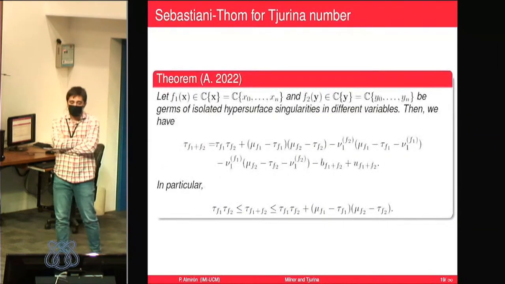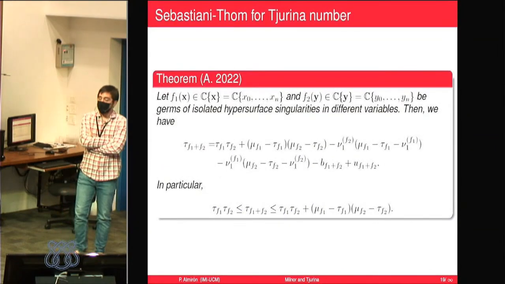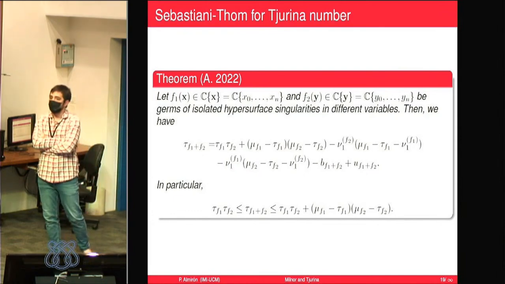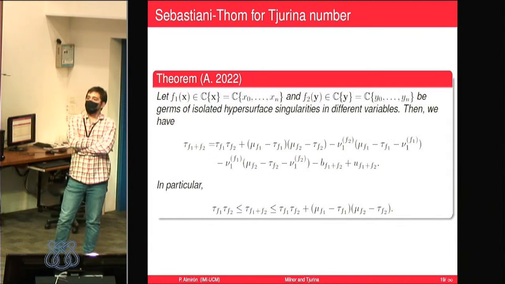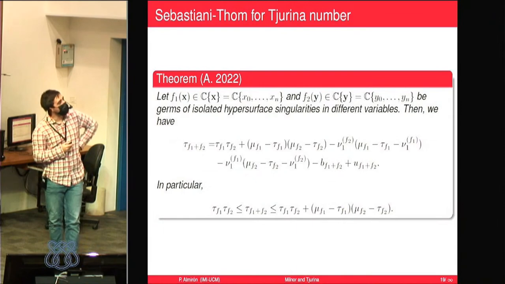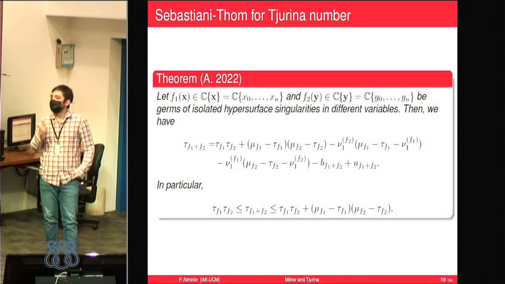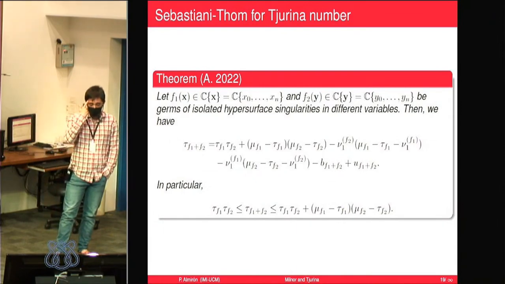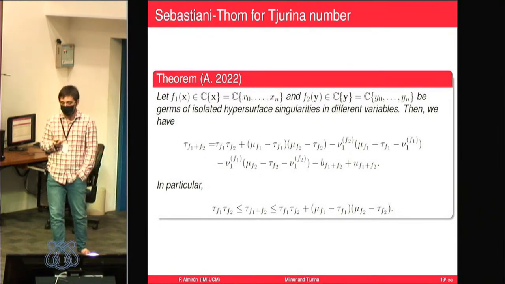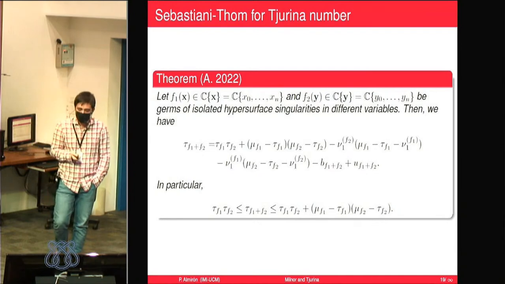And then I was able to produce the following Thom-Sebastiani result for the Tjurina number. And here, please don't be scared about the formula. The formula is very difficult. Maybe this is the reason why nobody has done anything about that, because the formula, as you can see, is quite difficult to write.